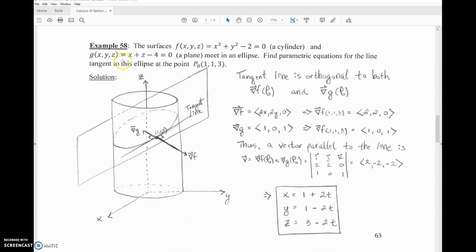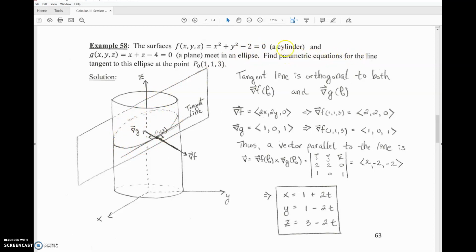All right, let's make it a little bit more complicated here in example 58. Let's say the surface is f of x, y, z equals x squared plus y squared minus 2 equals 0. That's a cylinder. And g of x, y, z is x plus z minus 4 equals 0. That's a plane. And you can see I tried to draw it here. If you cut a plane at an angle through that circular cylinder with the radius of square root of 2, then it's going to cut it in an ellipse.